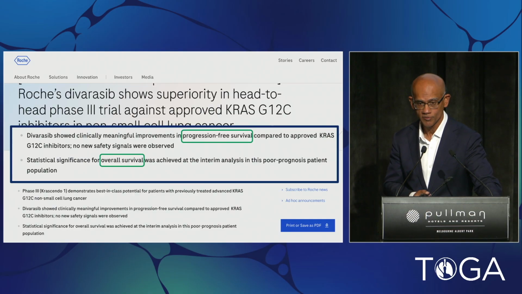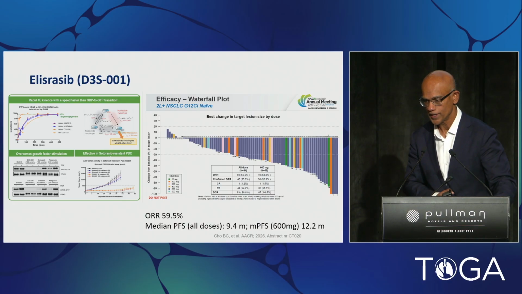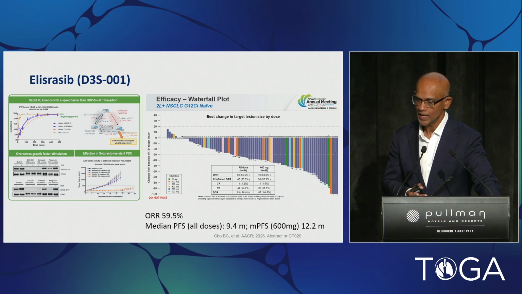And we'll be hopefully hearing the results of this study potentially at ESMO this year. I won't go through all the newer generation G12C inhibitors, but this drug, D3S001, is another example. Again, response rate of about 60% and a median progression-free survival of 9.4 months in the second-line setting.